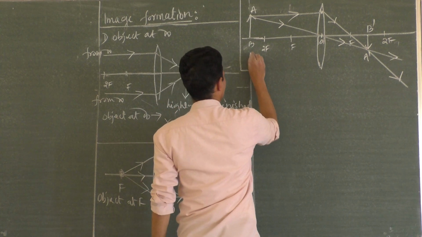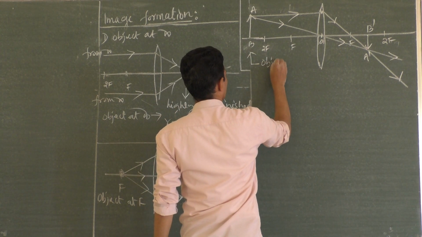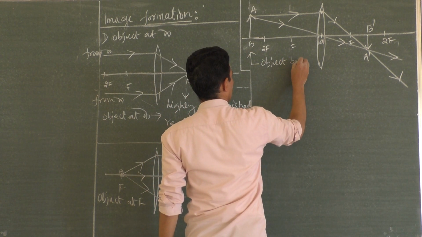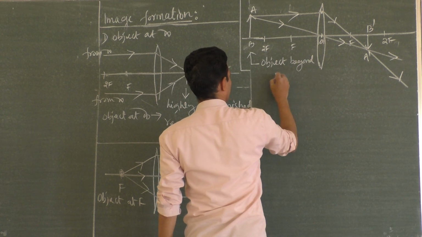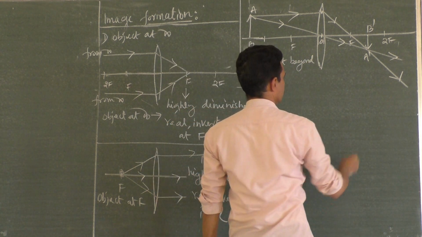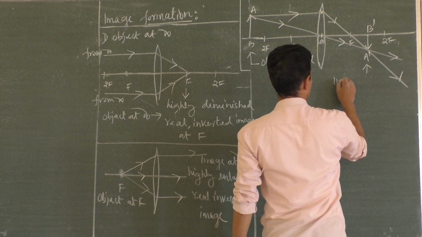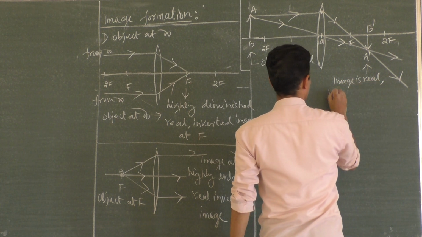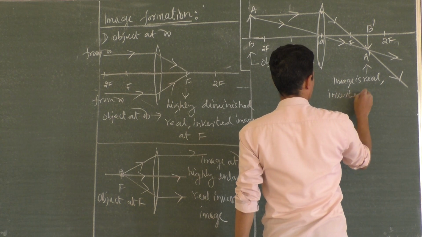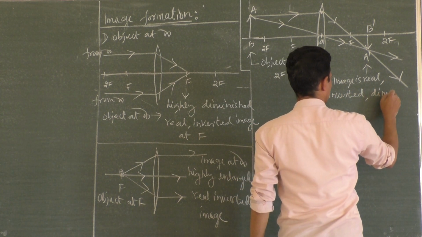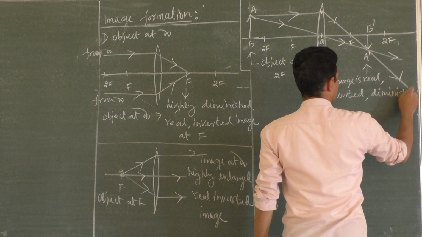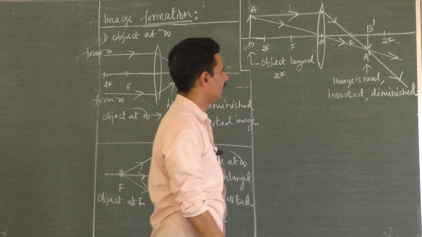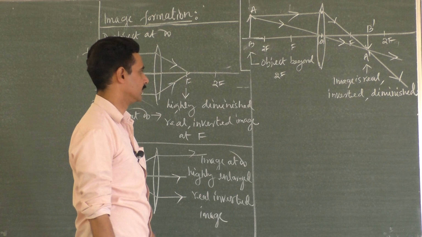So object beyond 2f. Where is the image? The image is real, inverted, diminished, small sized. Real, inverted and diminished. That is one part.